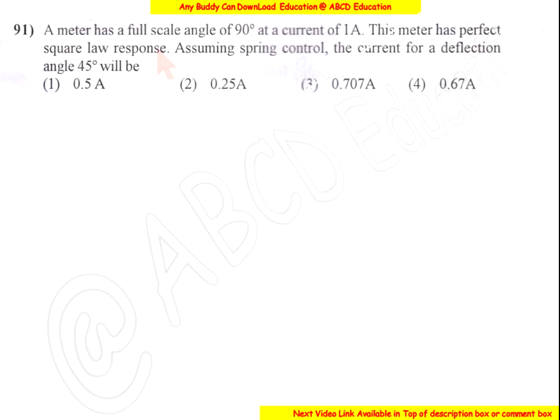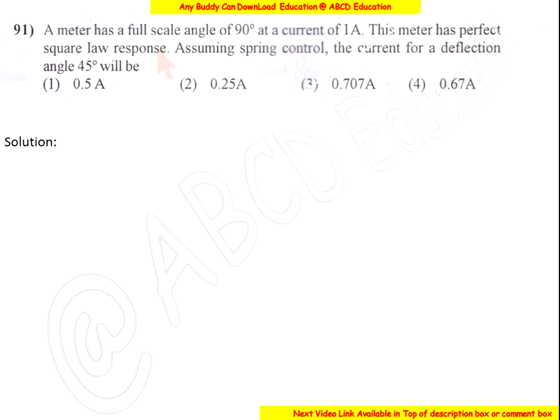A meter has a full scale angle of 90 degrees at a current of 1 ampere. This meter has a perfect square law response. Square law response means theta equals I square. Assuming spring control, the current for a deflection angle of 45 degrees will be.